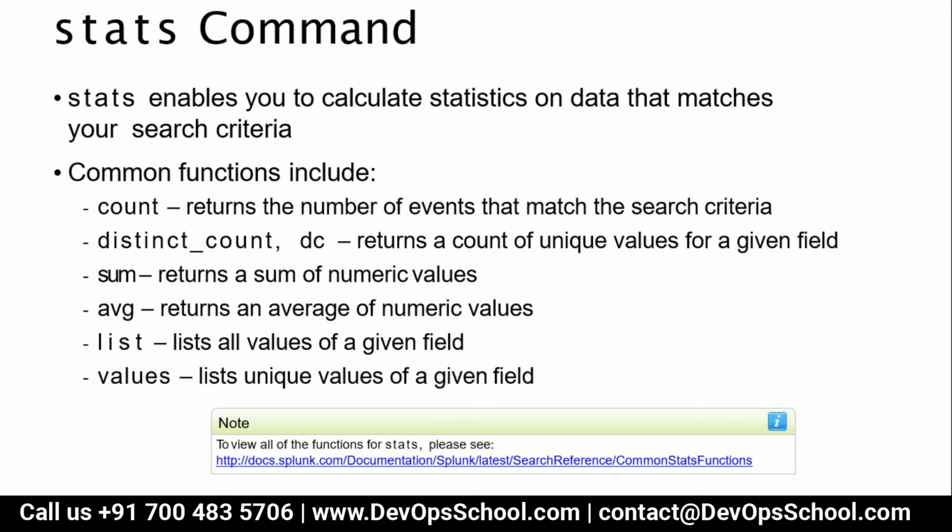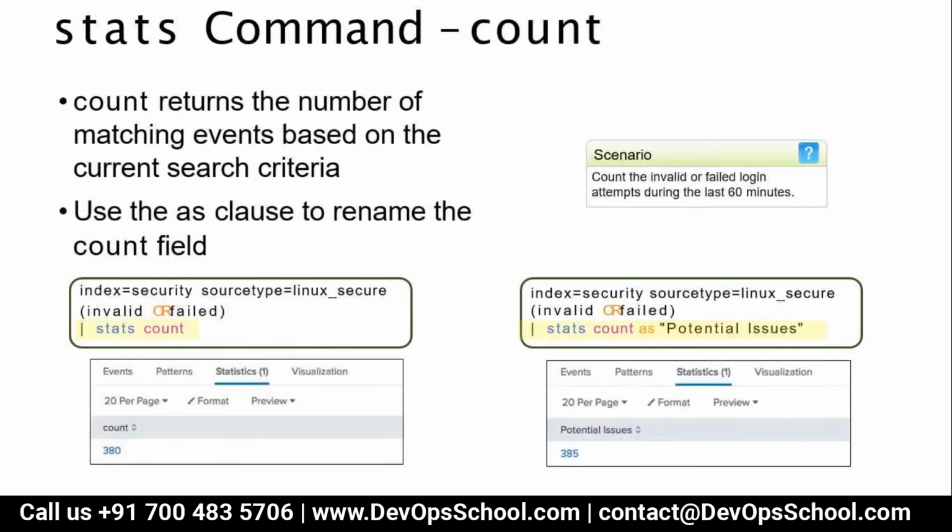List all the values of the given field, and values list unique values. List and values, there's a difference. List all values of the given field, whereas the values list unique values of the given field. Okay, let's try to understand more. Look at this here.